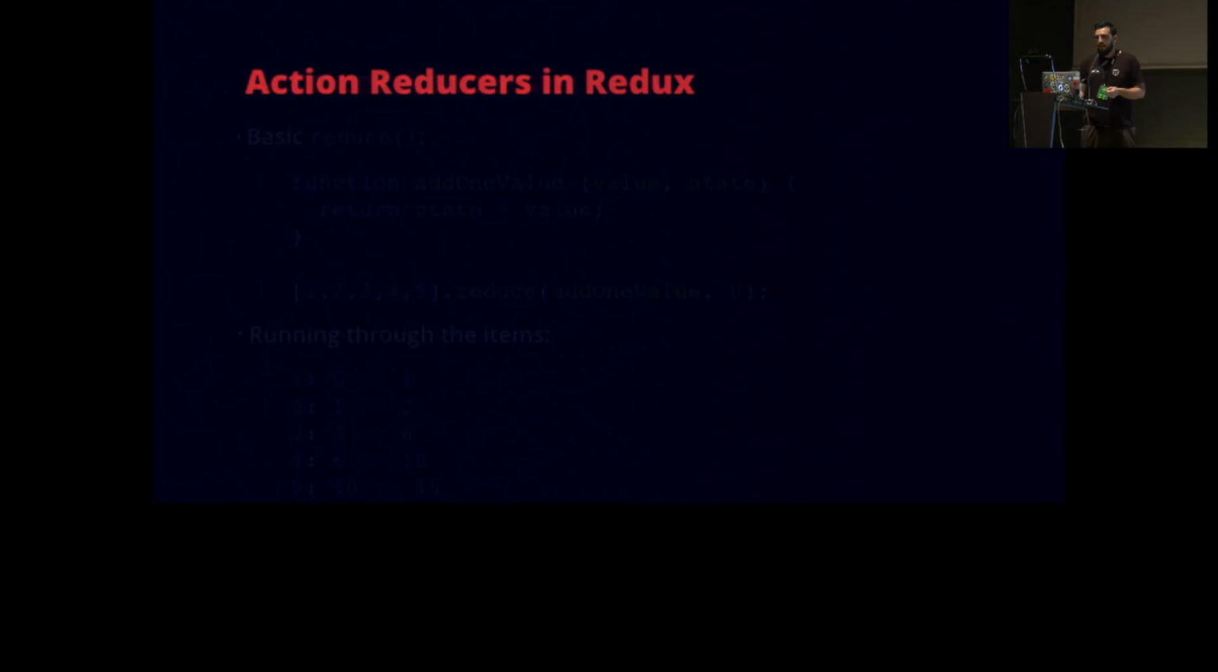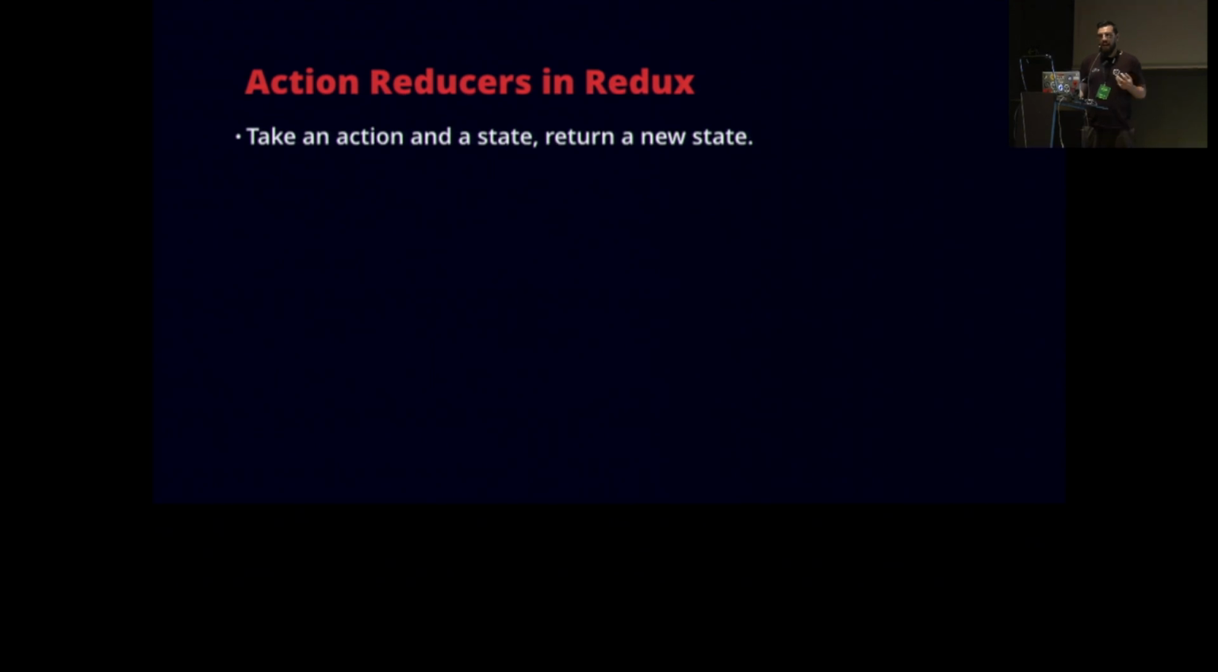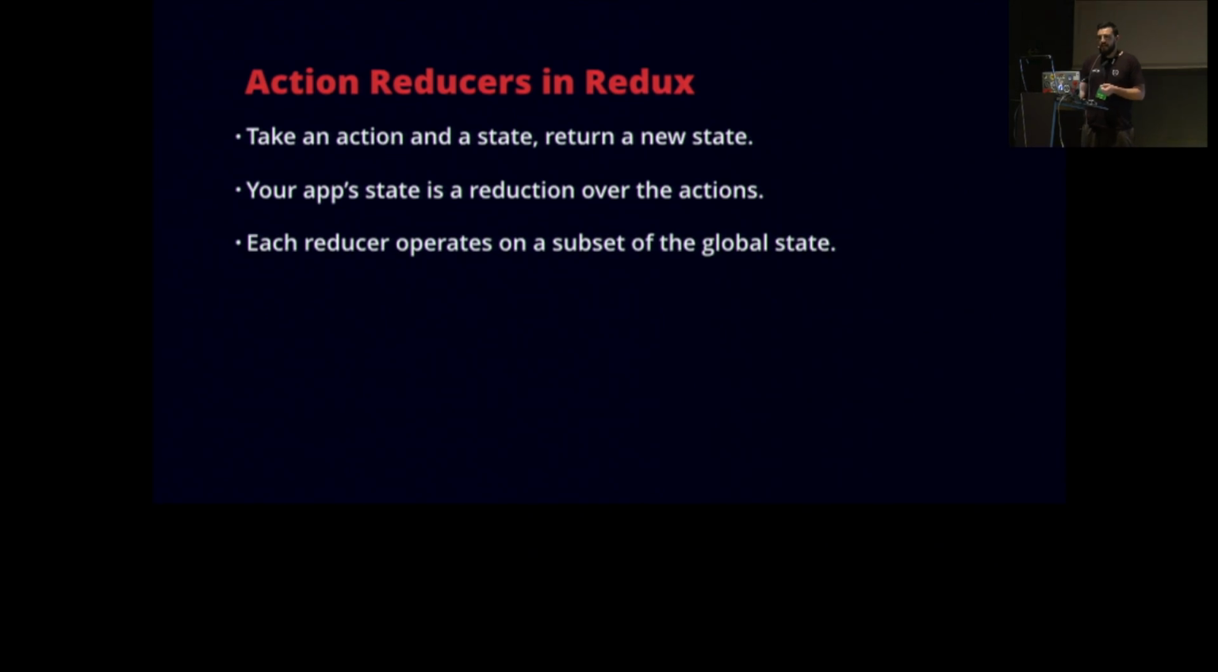And this is where we get into how we approach action reducers in Redux. And what we're doing here is we take in an action and a state, and return a new state. Your app state is basically a reduction over all of the actions that you've passed in. And each reducer operates on a subset of a global state.